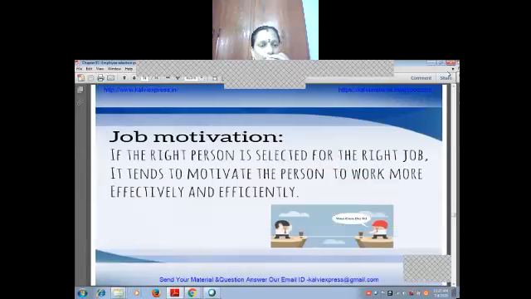Job motivation. If the right person is selected for the right job, it tends to motivate the person to work more efficiently and effectively. So, the job motivation, main thing we have to motivate the people. If you are not motivating the people, they will never do the work properly. Even if you are doing well in the class, if I am motivating you, very well done children, you are doing good, continue with this, if I am saying this, it will be encouraging for you. So automatically you will put more effort to do the things better. Same way only. If we are selecting the right person in the right job, automatically they will do the work effectively and efficiently.